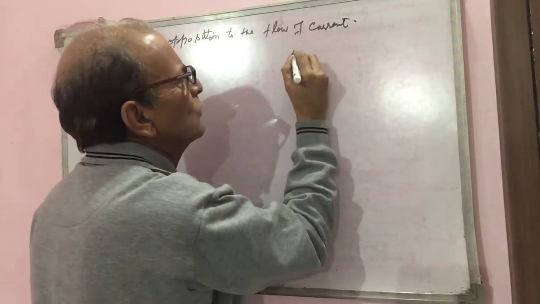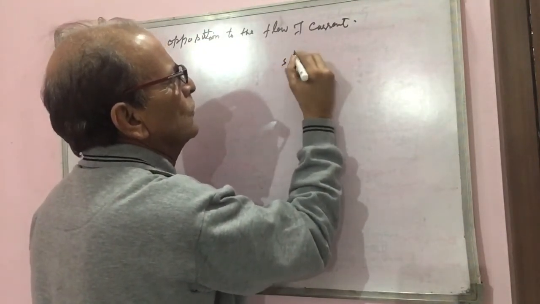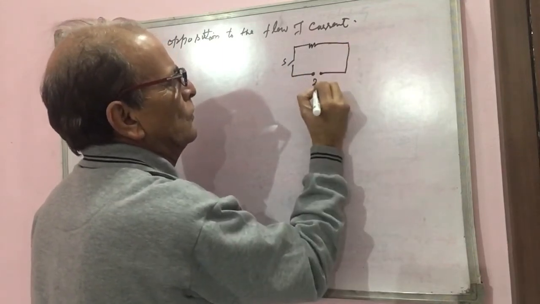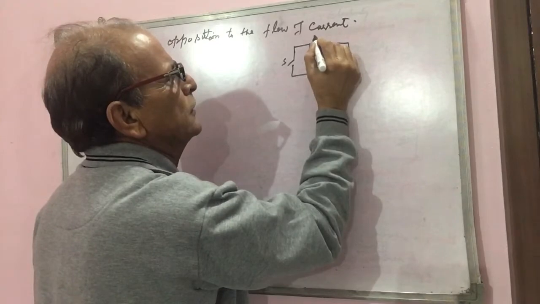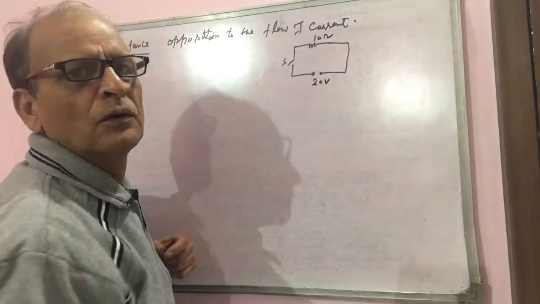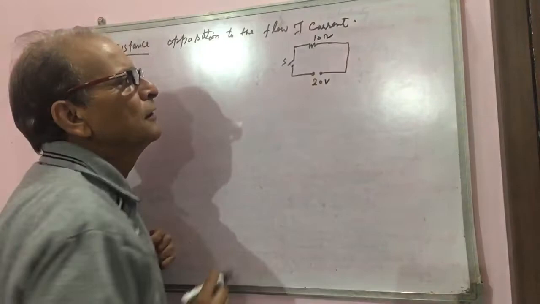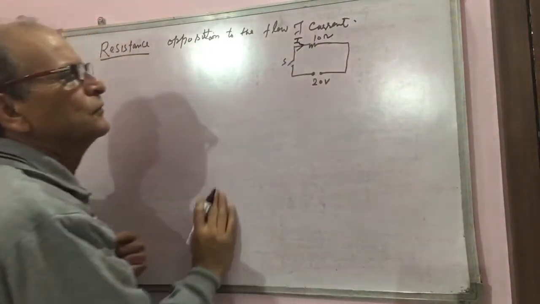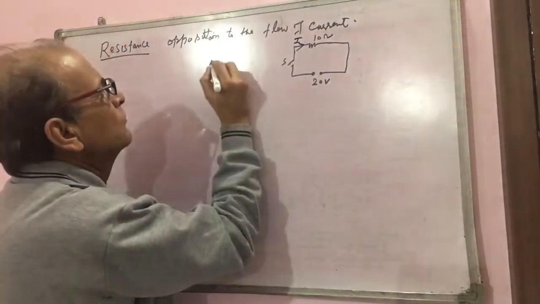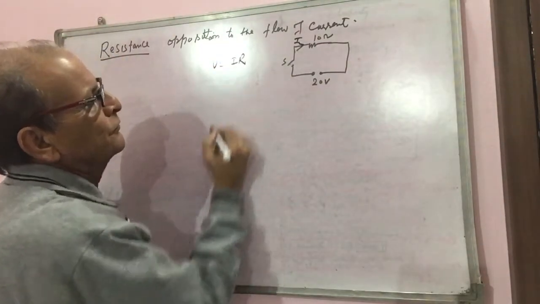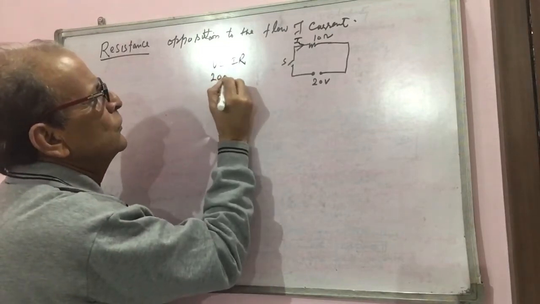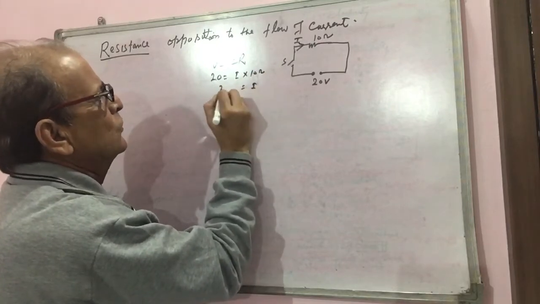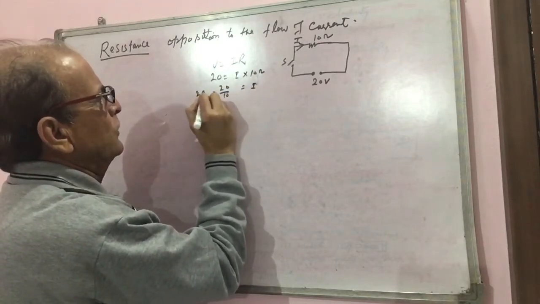We have a very small circuit. Here the voltage source is 20 volt and the resistance is 10 ohm. When we close this circuit, a current I will flow through it, whose value can be found with the help of Ohm's law. V is equal to IR. So voltage is 20 volt, I we have to find, resistance is 10 ohm. So I will be equal to 2 ampere.